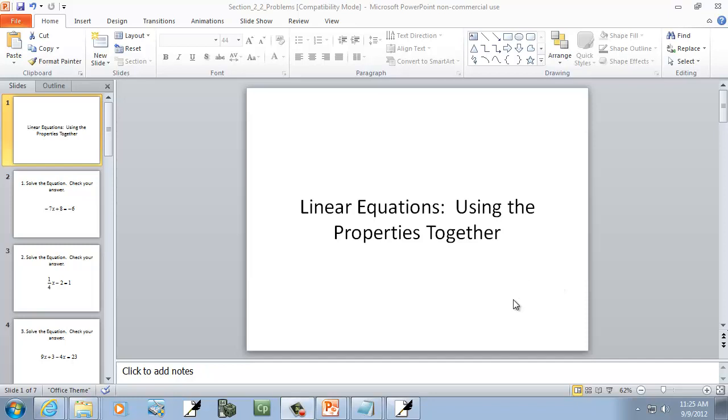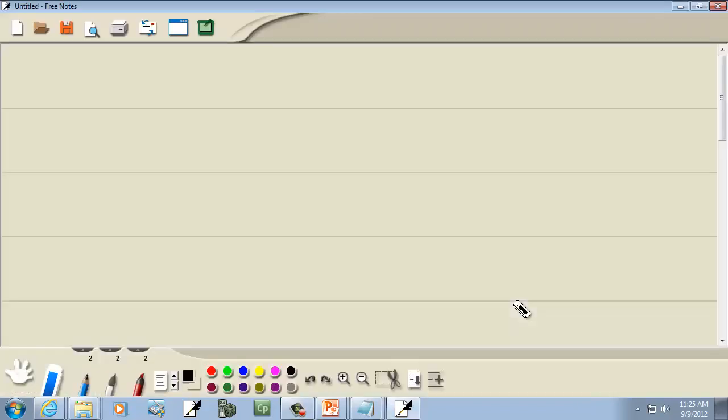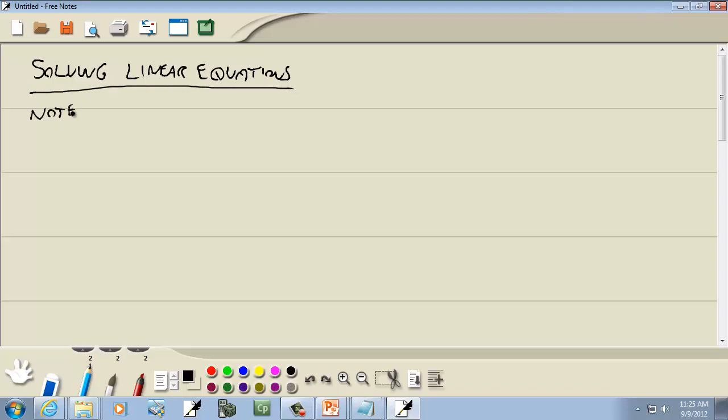Let's take a look at linear equations using the properties together. And this is solving linear equations. We have a note that goes up at top. It says, at any step, combine like terms and combine numbers.